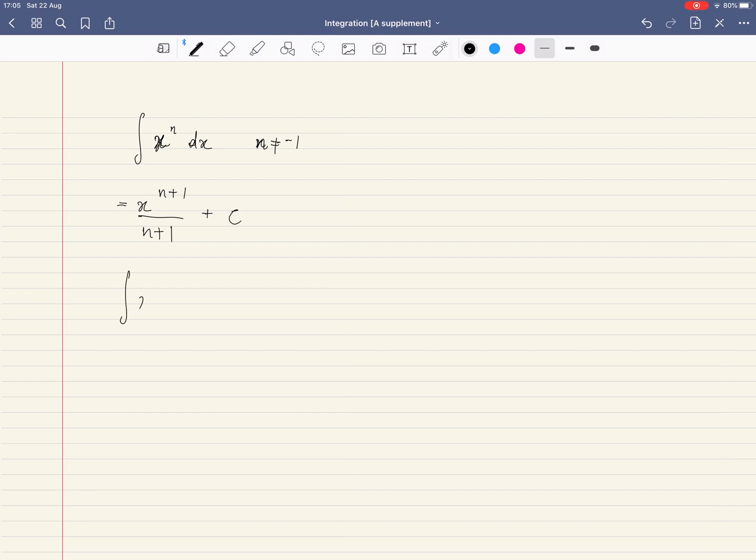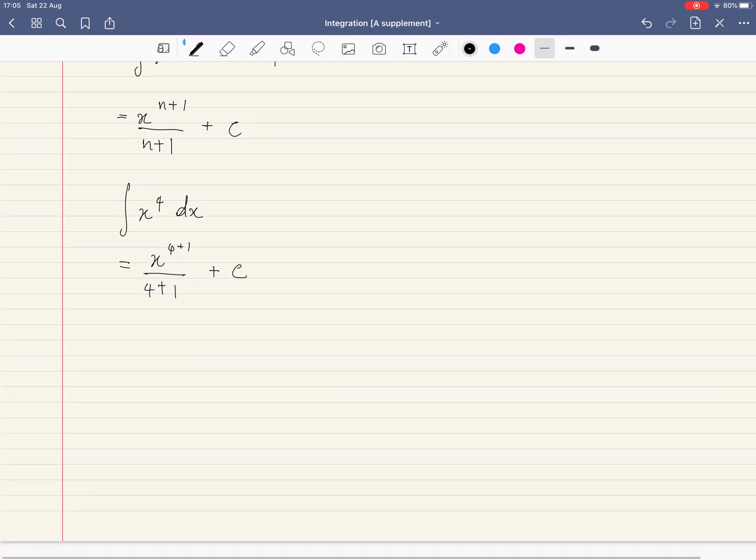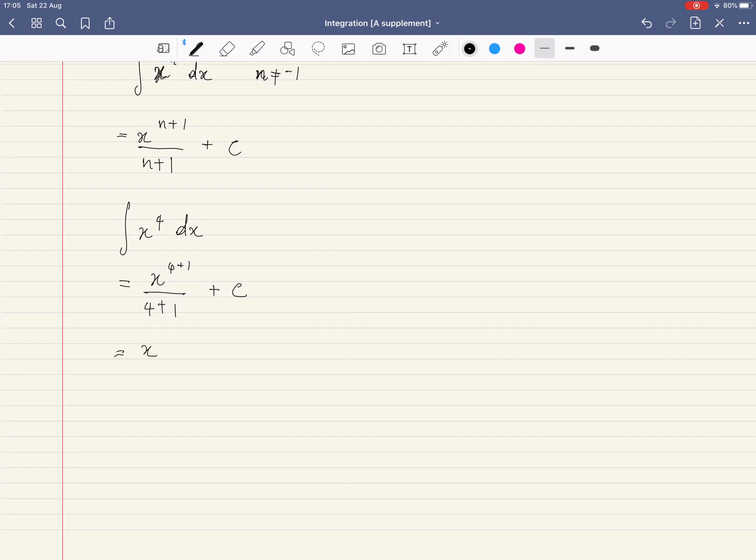So let's consider x to the power 4 dx. What this would look like is, in our case here, n is equal to 4. So we need to increase our power by 1 and then divide this whole term by the new power. So what this would look like is x to the power 4 plus 1 over 4 plus 1. And I will again include the constant for generality. This simply reduces to x to the 5 over 5 plus c.